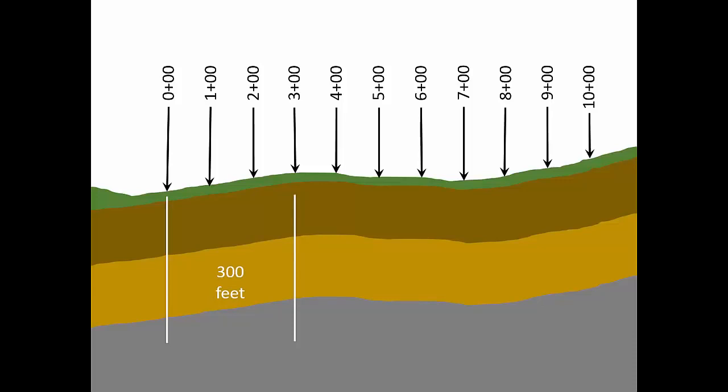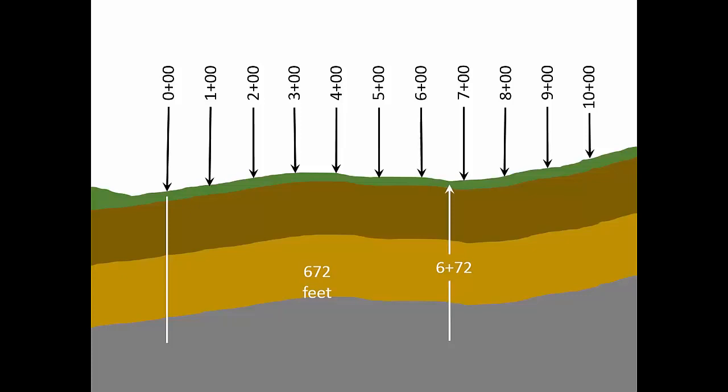This system allows more specific locations as well. The deepest ponding in your waterway occurs at station 6+72. Station 6+72 is 672 feet from the 0+00 origin.